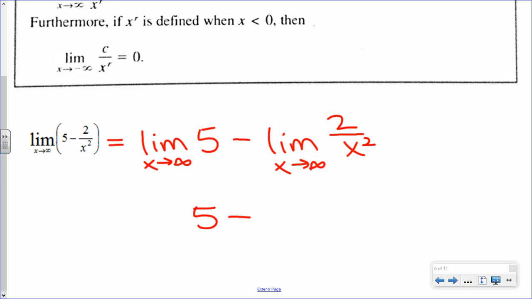Okay? The limit as x approaches infinity, we have a number over a polynomial. All right? So what's going to happen as we go towards infinity? This fraction is going to approach 0. So the limit is 5. Okay. So keep an eye out for that. If you're going towards infinity with your limit and you have a number over a polynomial, automatically it's going to go to 0.